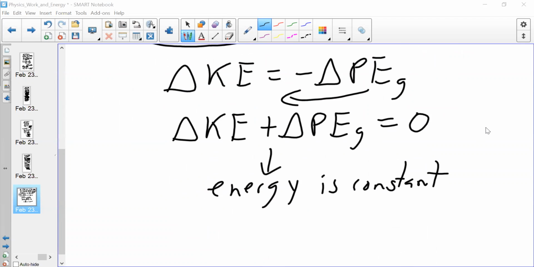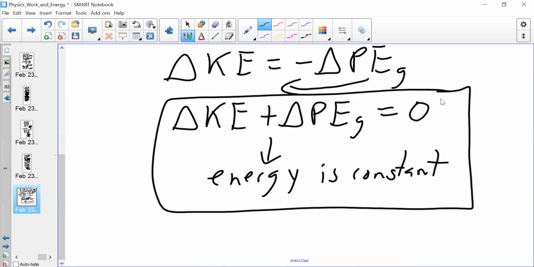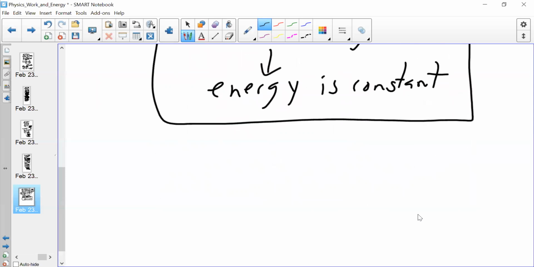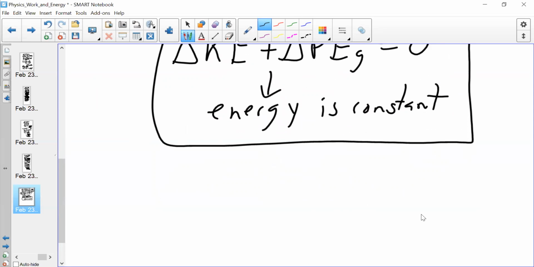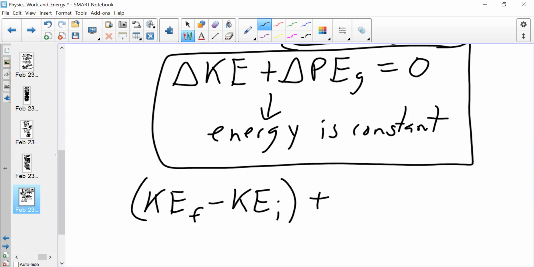So this is the basic form of energy conservation. And then after that, we took a step further and we broke these terms down. And we said that delta KE, KE final minus KE initial, plus delta PE, PE final minus PE initial, equals 0. And then we put in the equations.